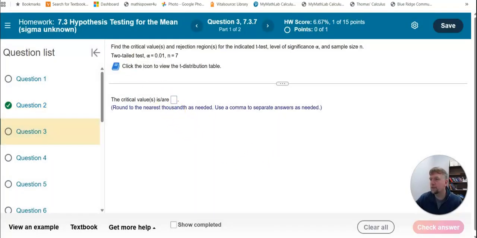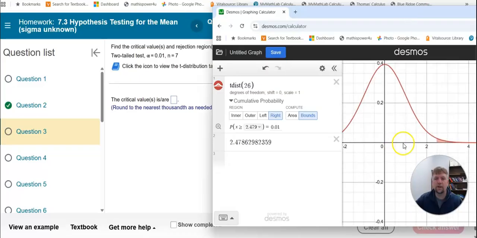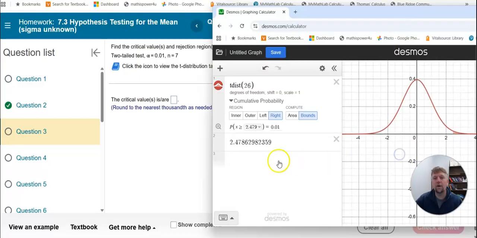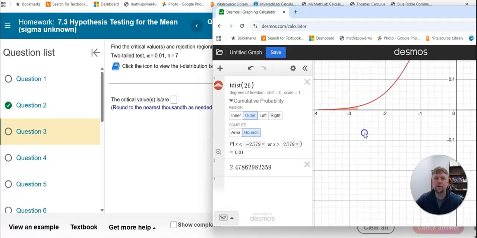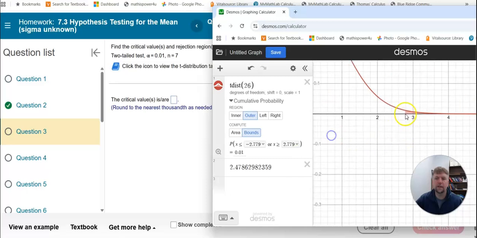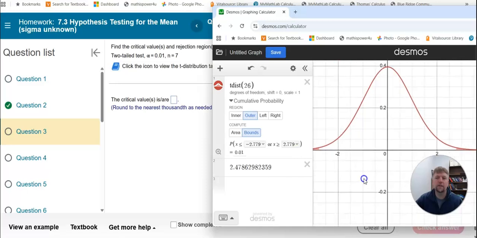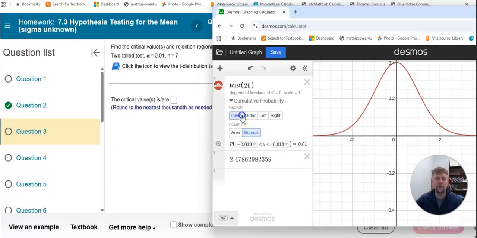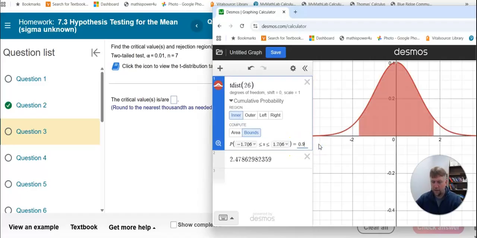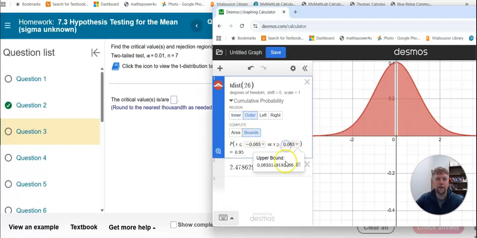Now it's a two-tail test. If it's a two-tail test, the only thing that's going to be different is that I'm going to select outer. Let me move this down and zoom in a little bit more. Now these areas in the two tails are both shaded. If I select inner, like if I was doing confidence intervals, like 95% confidence, that's what we are used to from the last section. But now I'm doing outer, and this area is now going to be alpha.